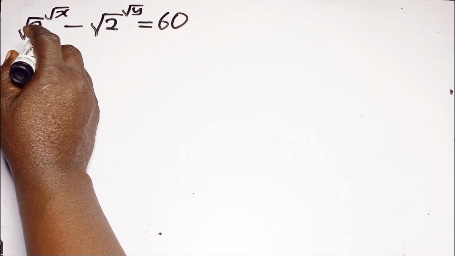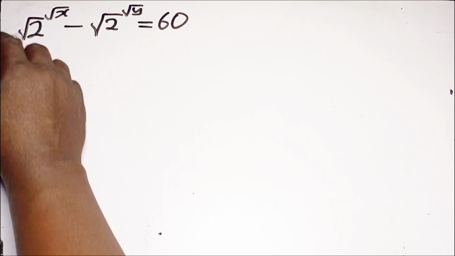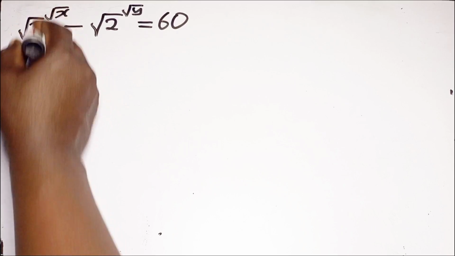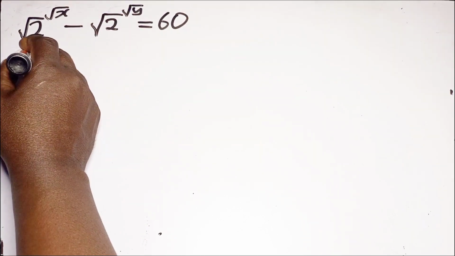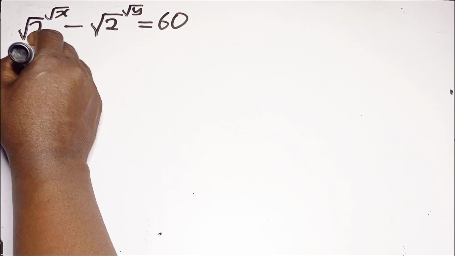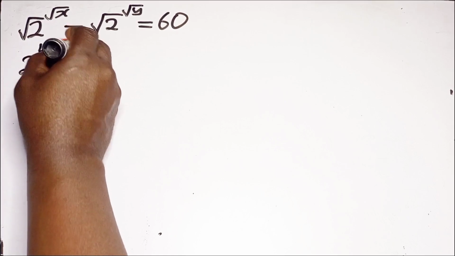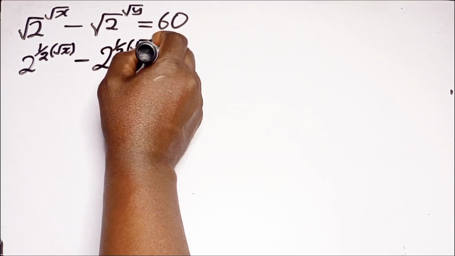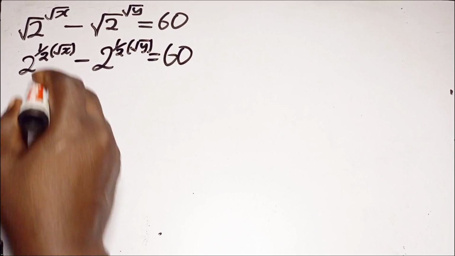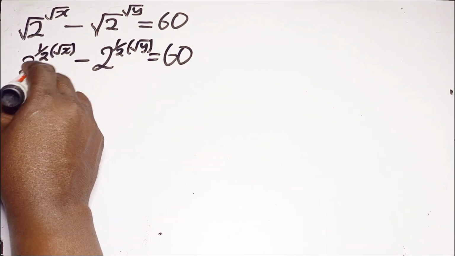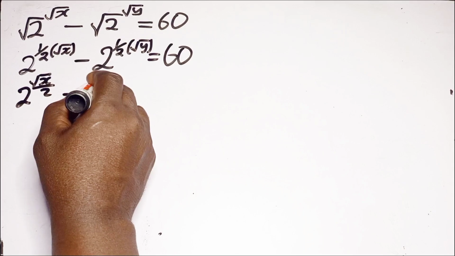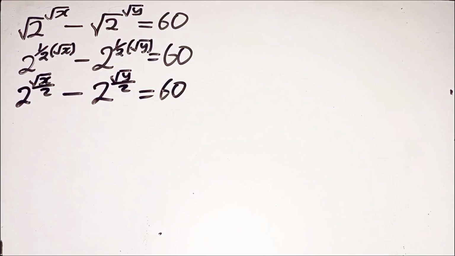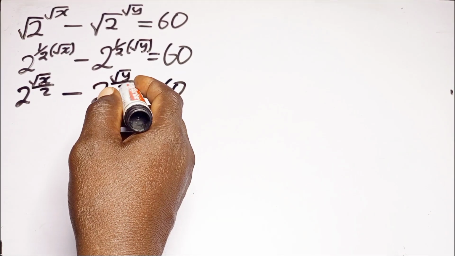Now, the first thing to do is let us convert this root 2 to the power half. We all know that square root means power half. And so this equation will be rewritten as 2 to the power half into root x minus 2 to the power half into root y is equal to 60. This gives us 2 to the root x all over 2 minus 2 to the root y all over 2 is equal to 60. Okay, so this is what we get.